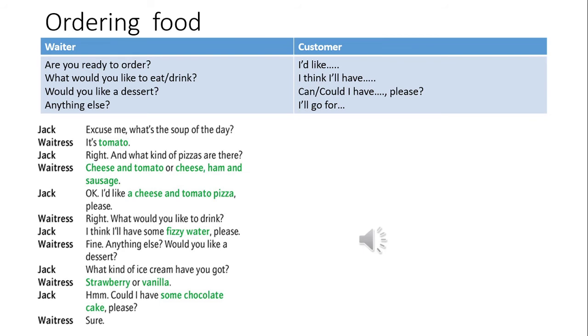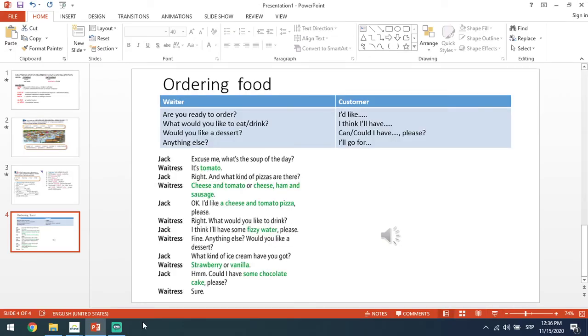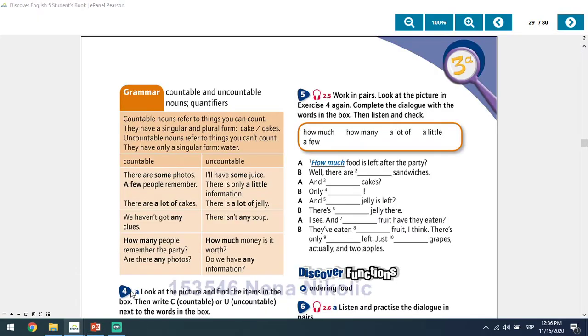This is a very important dialogue because you can stay hungry. If you don't learn those expressions, you won't be able to order food in a restaurant when you travel somewhere. Let's see now what it is that we have done today. First of all, we talked about countable and uncountable nouns and quantifiers. And then we learned how to order food in a restaurant.